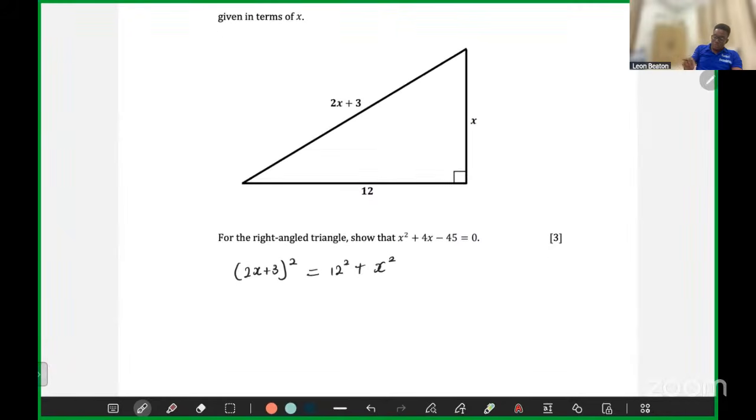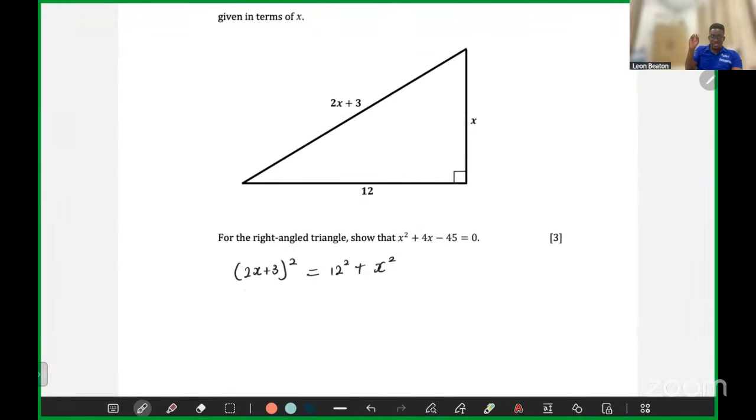So now all we have to do is work this out, and we will end up with this answer when we finish simplifying. We see we have to do some distribution. We have to use the distributive law again. So this is 2x plus 3. We have to square that. The whole thing is squared.